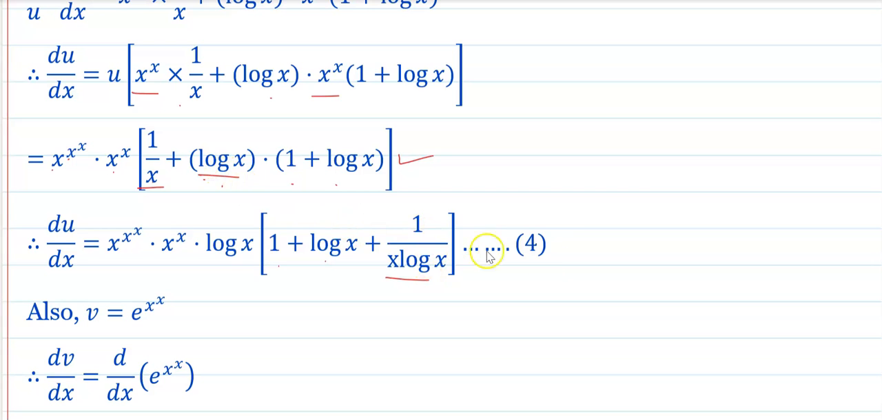You will get 1 upon x, and hence you will get du by dx is equal to x raised to x into x raised to x into log x in bracket 1 plus log x plus 1 upon x log x.